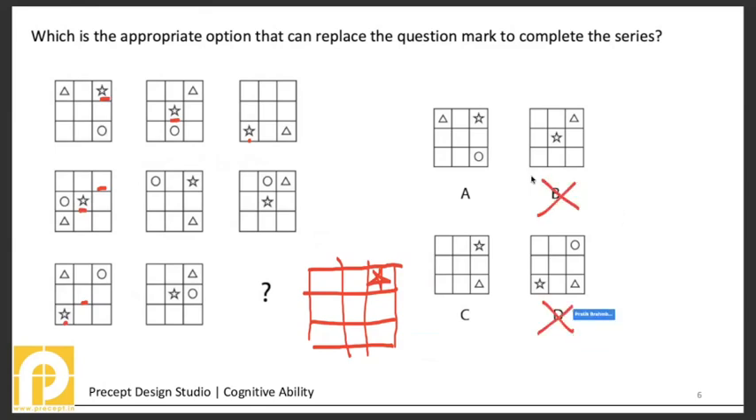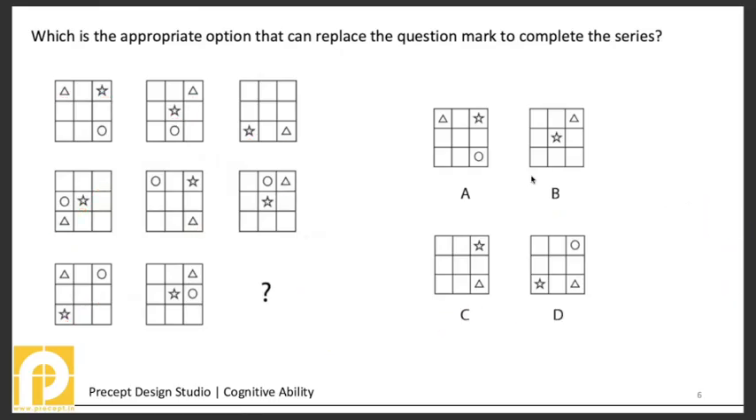Now in the next part, we'll look at the position of the triangle. The triangle is placed here, then here, then here, then comes here, then goes back, then comes back here, then here, which means in the final figure, the triangle has to come here. So the correct answer is option C. Okay, we'll move to the next one.